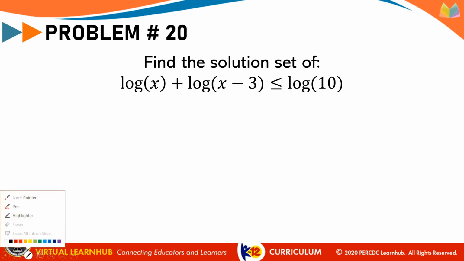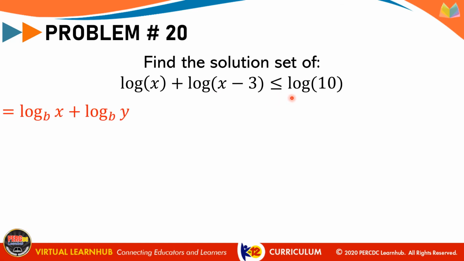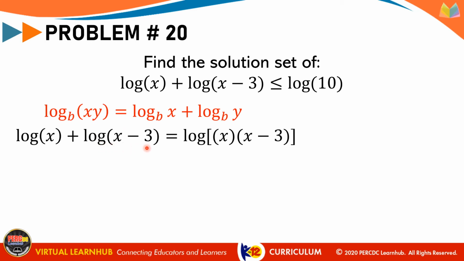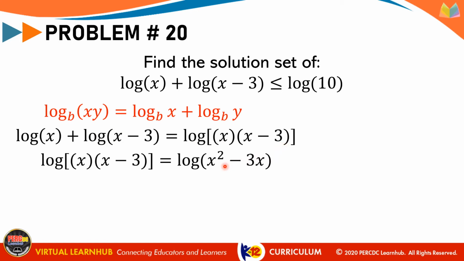Problem number 20. Find the solution set of log of x plus log of x minus 3 is less than or equal to log of 10. Using the property log of xy to the base b is equal to log of x to the base b plus log of y to the base b, that will give us log of x plus log of x minus 3 is equal to the log of the product of x and x minus 3. And that is equal to log of x squared minus 3x. Now, we will have log of x squared minus 3x is less than or equal to log of 10.